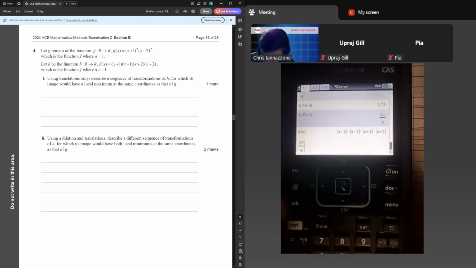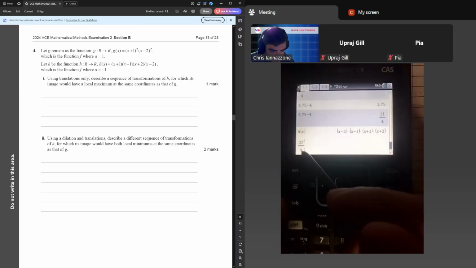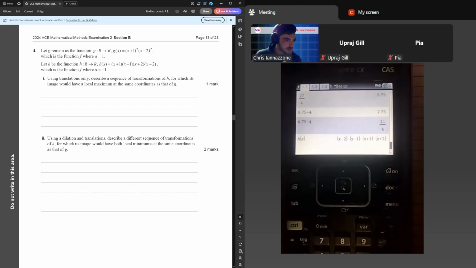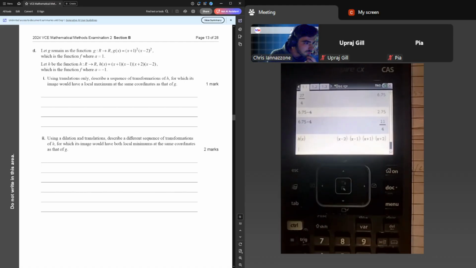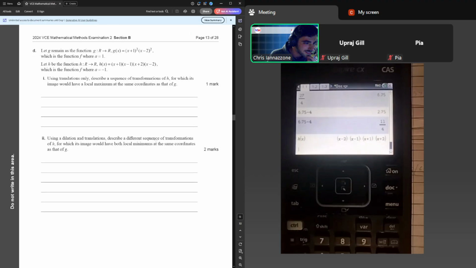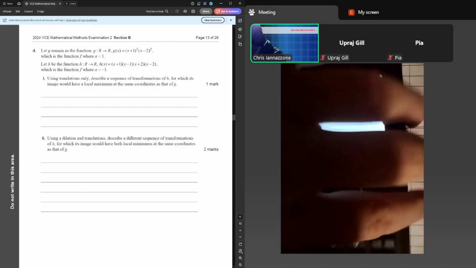Wait, sorry? So this exact value, 27 on 4? Oh no, I used 81 on 16. 81 on 16. Have I? Okay, so that's probably the reason why. Now, why is it that it's G? Oh, yeah, I used the tangent line one. Yep, that's why I was doing it wrong.